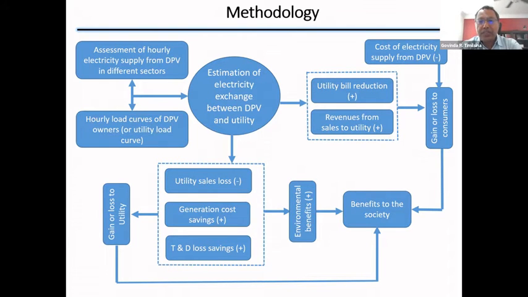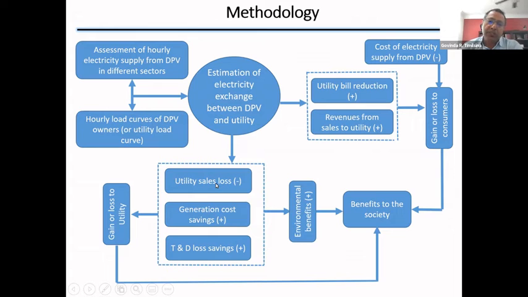Now, what happens on the consumer side, on the right-hand side, is the cost of electricity. The consumers can reduce their electricity bill because now they're using their own electricity. At the same time, they can also generate some revenue because they are selling surplus electricity to the grid. But they also have to pay for the installation of the DPV. So this is minus, this is plus, this is plus. This gives the total gain or loss to the consumers.